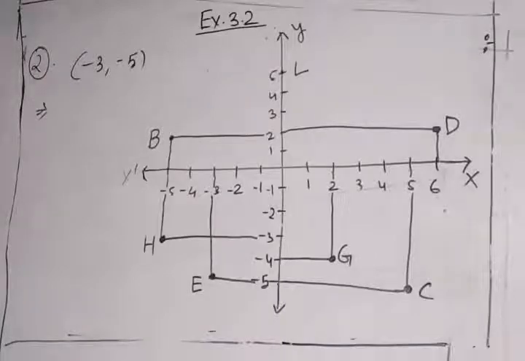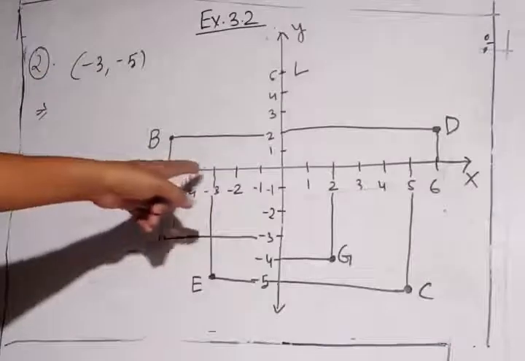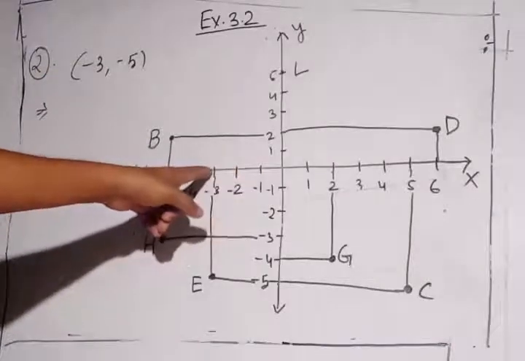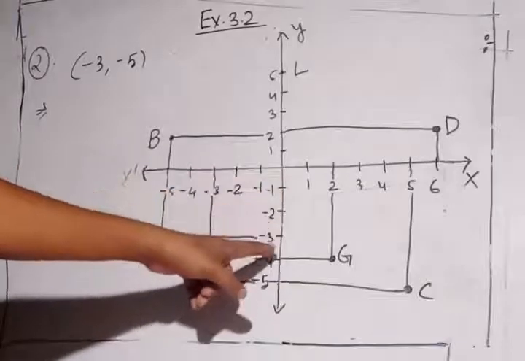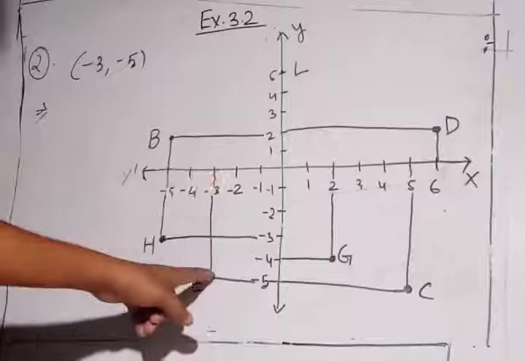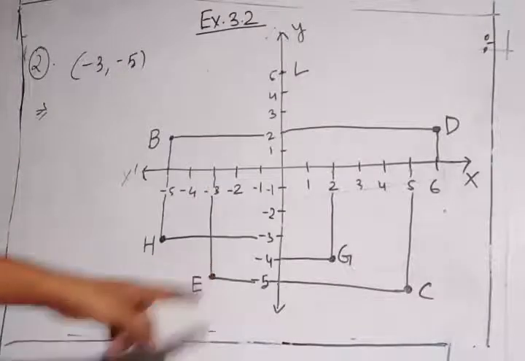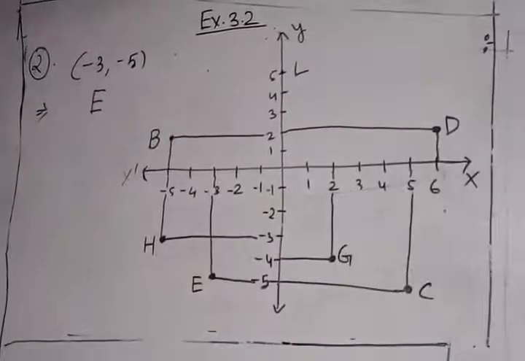First is minus 3. As it is minus 3, let's come to that side. 1, 2, 3. This is minus 3. Then minus 5: 1, 2, 3, 4, 5. This is minus 5. Minus 3 and minus 5. The point is here, E. So the answer will be E.